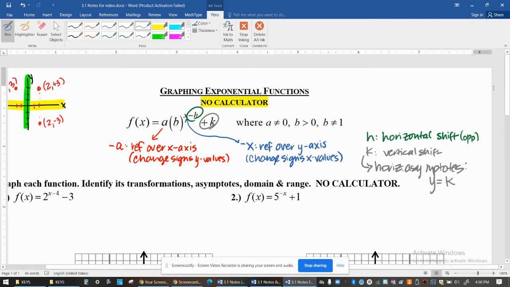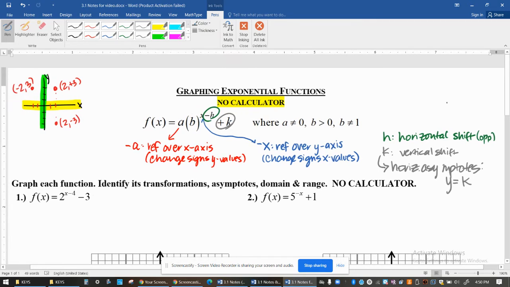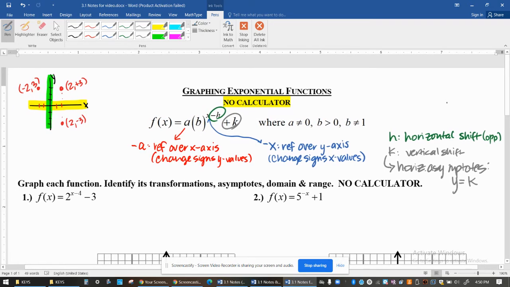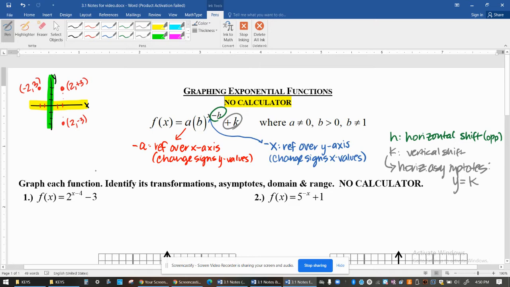Okay, so go ahead and pause the video and think about all that. And when you're ready, you can go ahead and start looking at number 1 and ask yourself, what translations and reflections does number 1 require? It might not be obvious, so just try it, pause the video, and then we'll go over it and explain it.